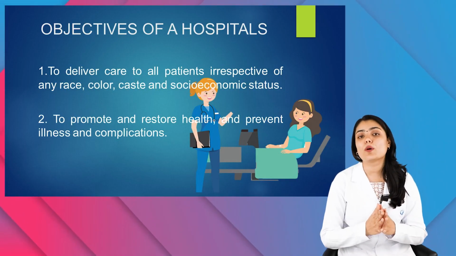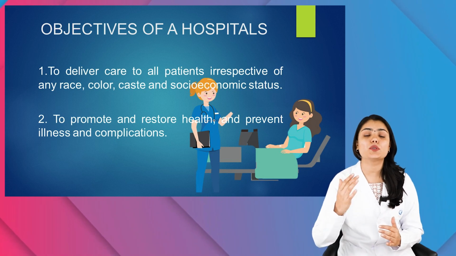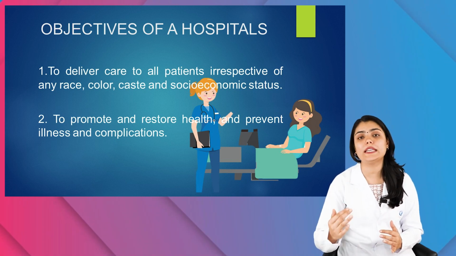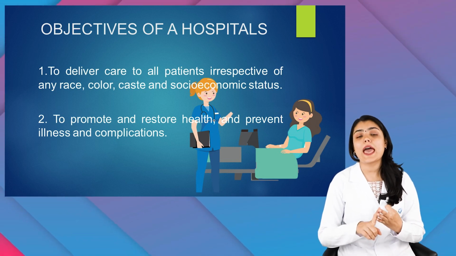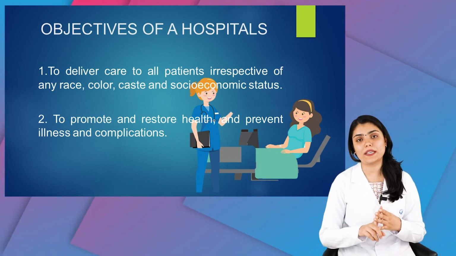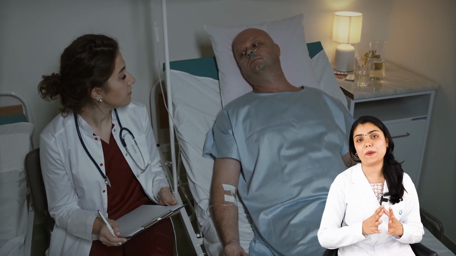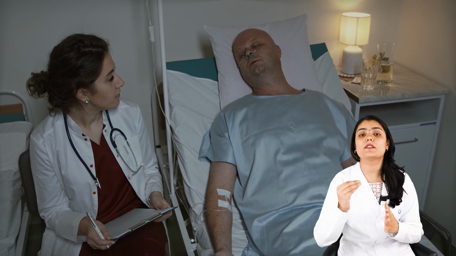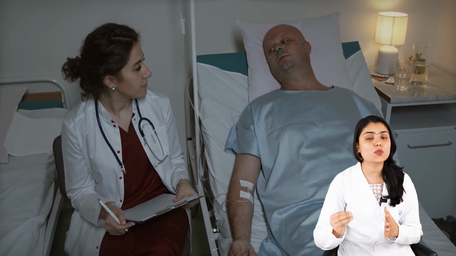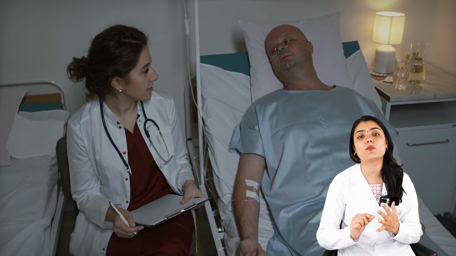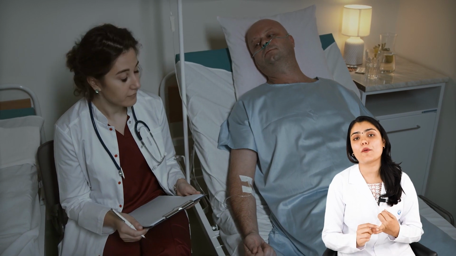The very first objective of any hospital is to deliver quality care to the patient, to the people in need, irrespective of their caste, their race, their color, as well as their socio-economic status. So, a hospital is established in order to provide care to the people. Therefore, the hospital must be able to deliver the quality care irrespective of the socio-economic status, irrespective of what caste the person belongs to, as well as irrespective of their race.